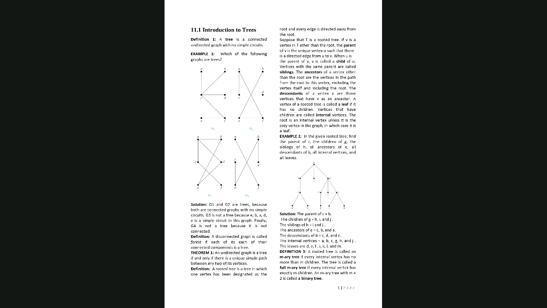Descendants of B. This is B, and the vertices are C, D, E. All children of this one. Descendants mean all children. Internal vertices: which vertices have degree more than 1, meaning which vertices have children? A, B, C, G, H, J.